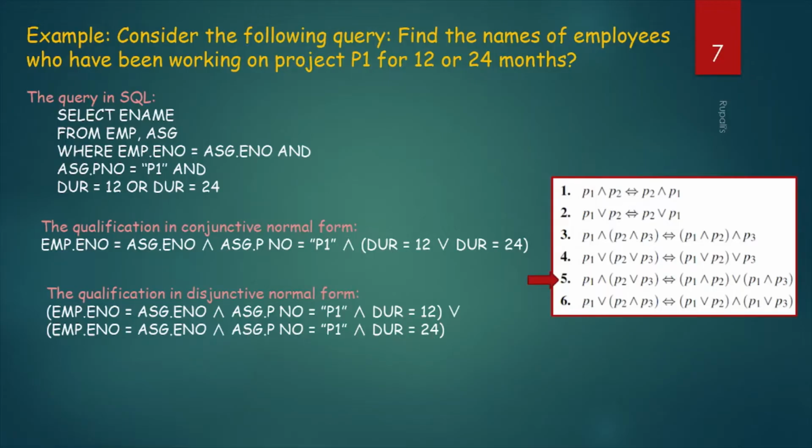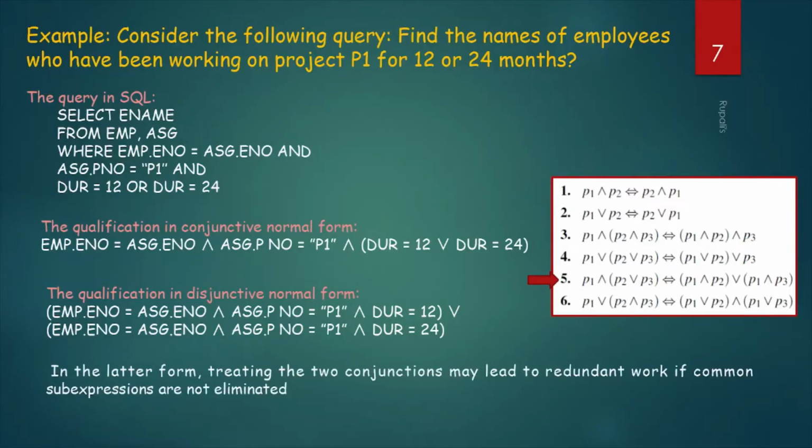Now think which expression is better, the conjunctive normal form or the disjunctive normal form. In the latter form, this one, there is some redundant work. Treating the two conjunctions separately may lead to redundant work if common sub-expressions are not eliminated. Here we are doing redundant work.